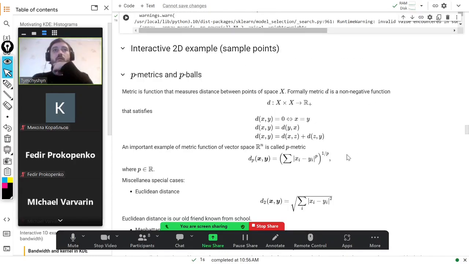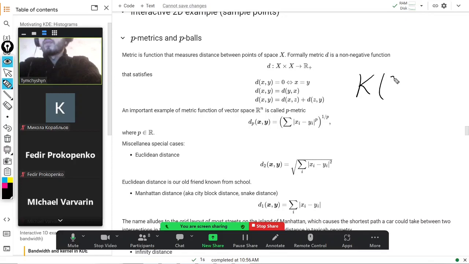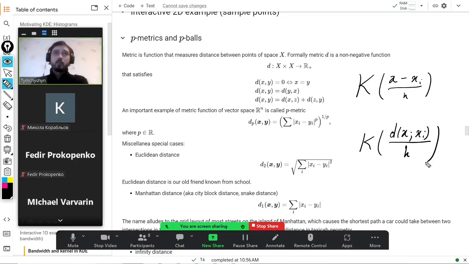Now a few more examples. So here is a 2D example, and of course in practice we will want to consider many-dimensional examples. I have already shown you that in these cases we just use distance when we are computing all that kernel thing. So when I was computing a kernel for one point, I was using x minus xi divided by h. For the multidimensional case, I would like to use the distance between x and xi divided by h. So that's more or less natural.